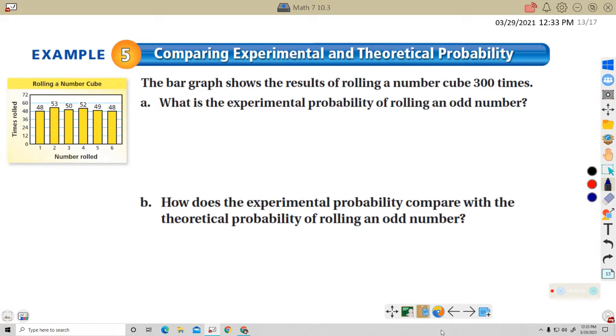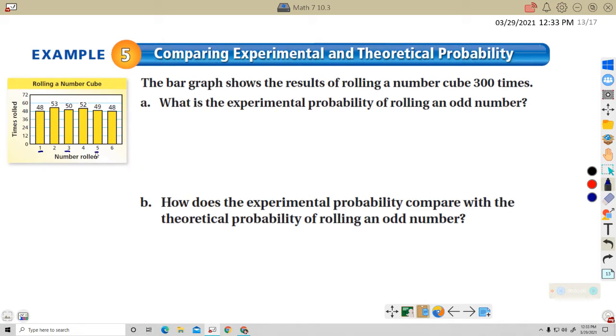Okay, let's take a look at example 5 here. Comparing experimental and theoretical probability. This bar graph shows the results of rolling a number cube 300 times. What is the experimental probability of rolling an odd number? Okay, so we have to do a little work here.